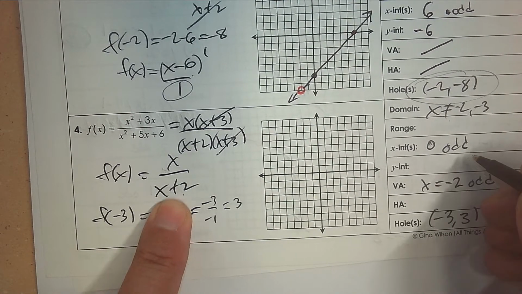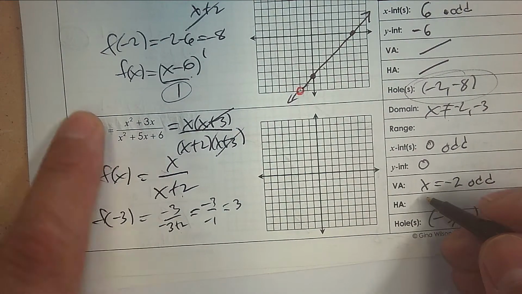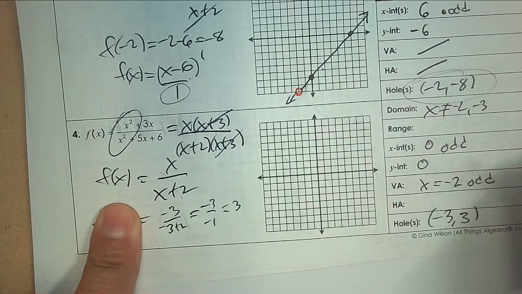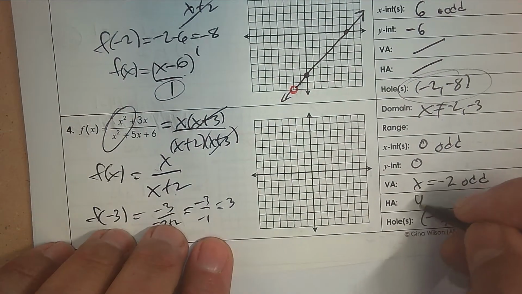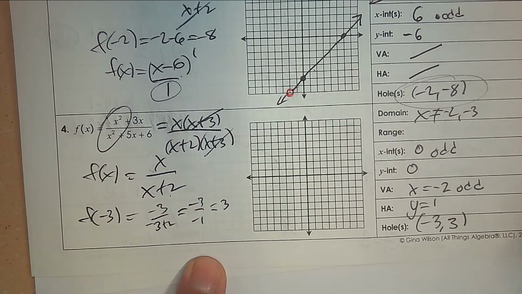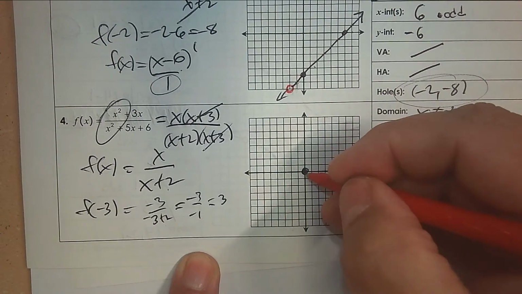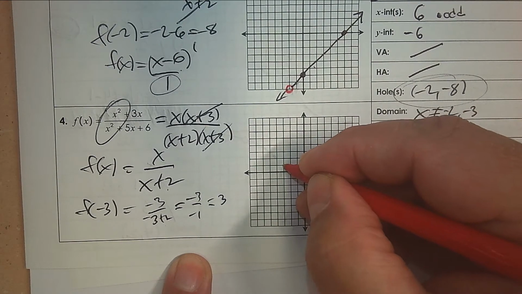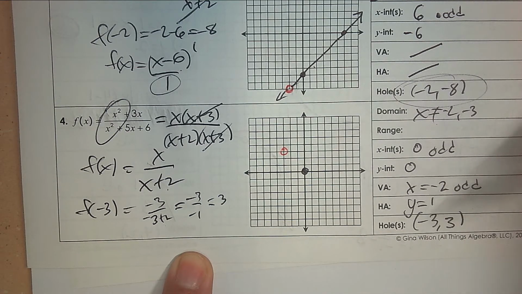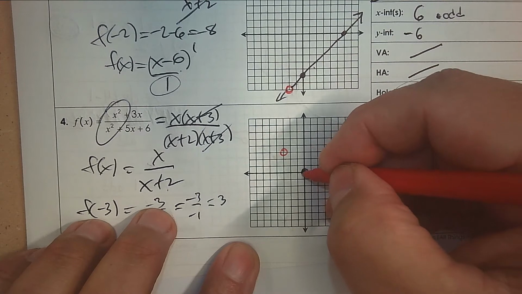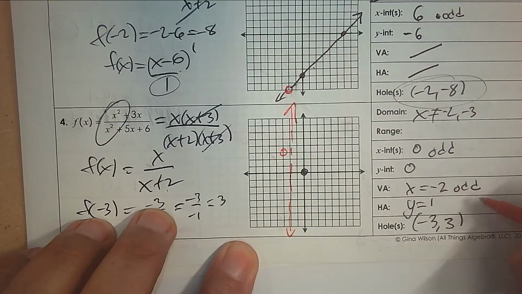The y-intercept, when I plug in 0, gives me the answer 0. And the powers are equivalent, so I just divide x squared over x squared, or 1 divided by 1, and that gives me 1. So I have an intercept at 0. I have a hole at negative 3 and 3. And then I have an asymptote at negative 2 and 1 at 1.